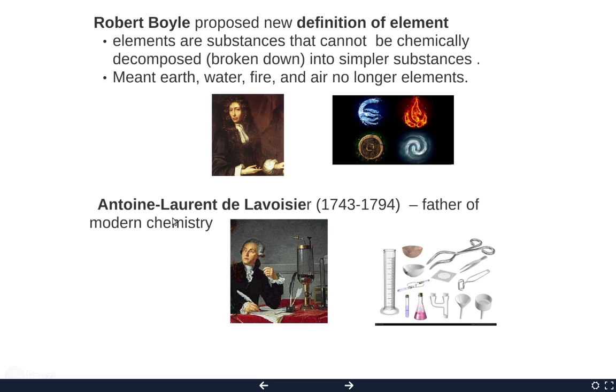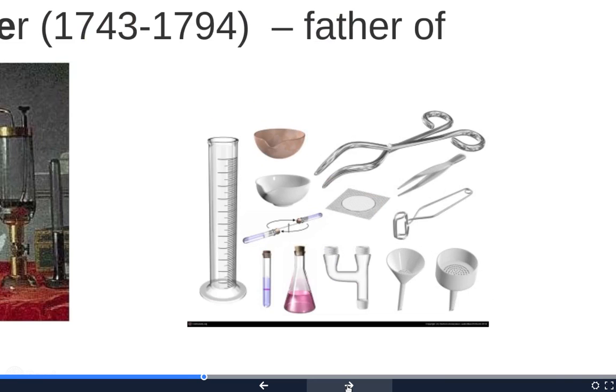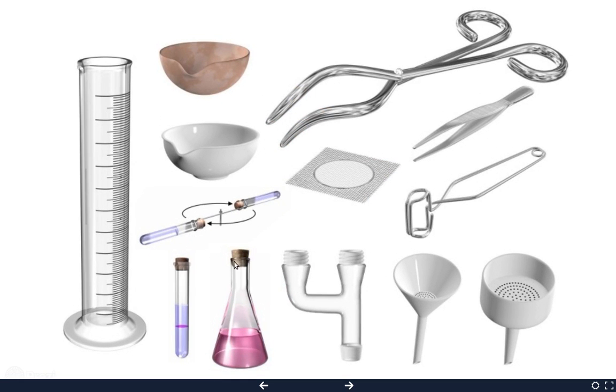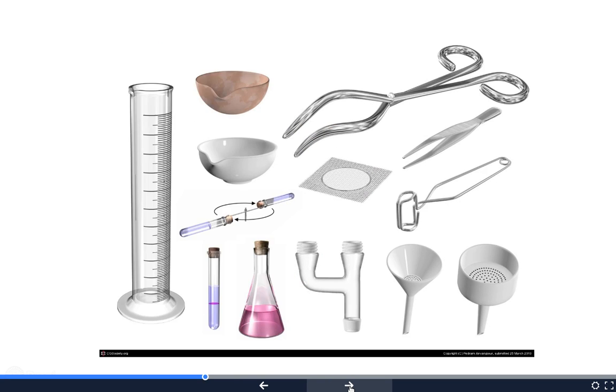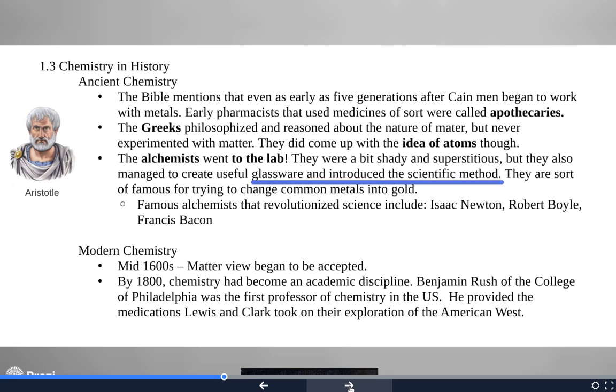And then Antoine Laurent de Lavoisier, the father of modern chemistry, and you can see he's a French guy, he also was an alchemist. And these things right over here, this is just an example of some of the glassware that alchemists contributed to. Now, not some of these major new things, but using glassware to create and to be able to perform experiments were one of the major contributions of the alchemists.